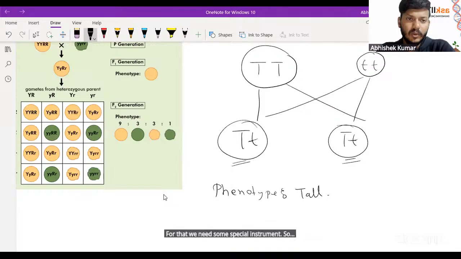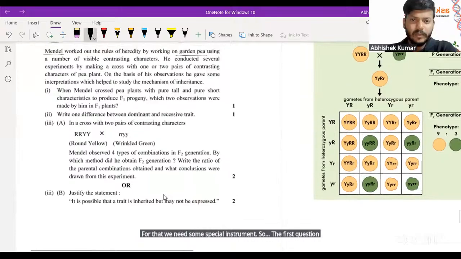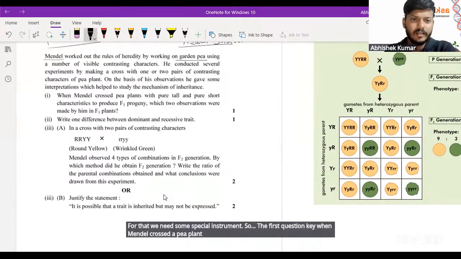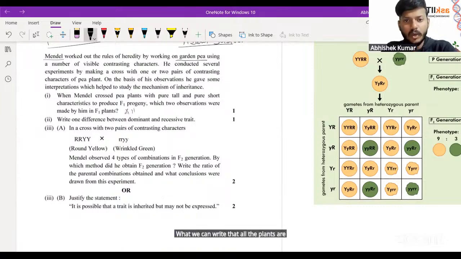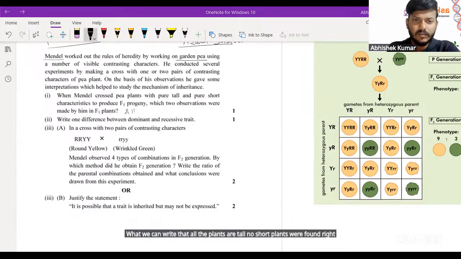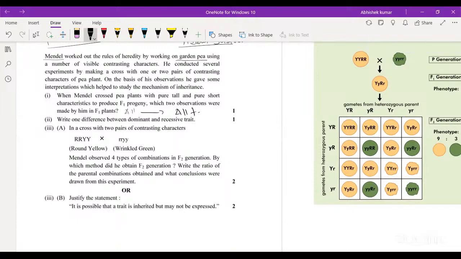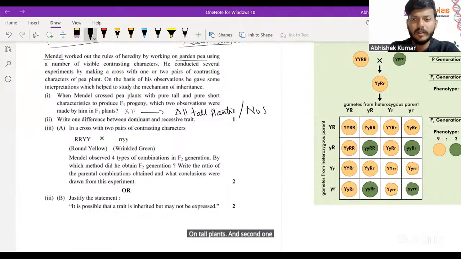The first question: when Mendel crossed a pea plant with pure tall and pure short characters to produce F1, which two observations were made by him? What we can write is that all the plants are tall, no short plants were formed. All tall plants. And the second one is no short plant.